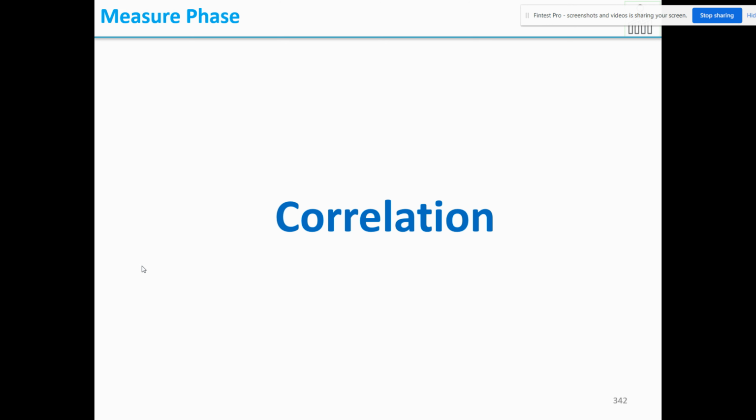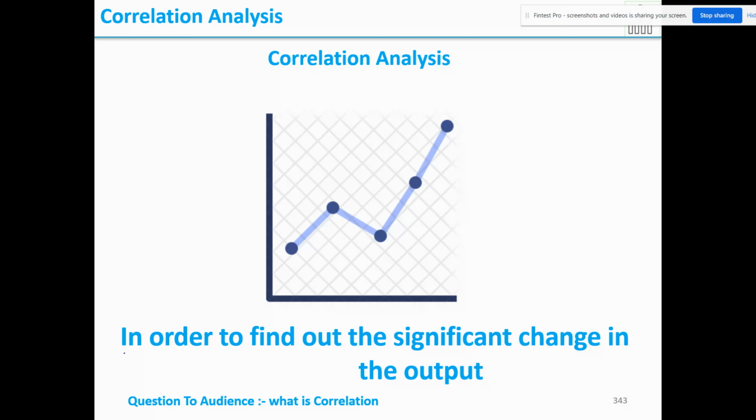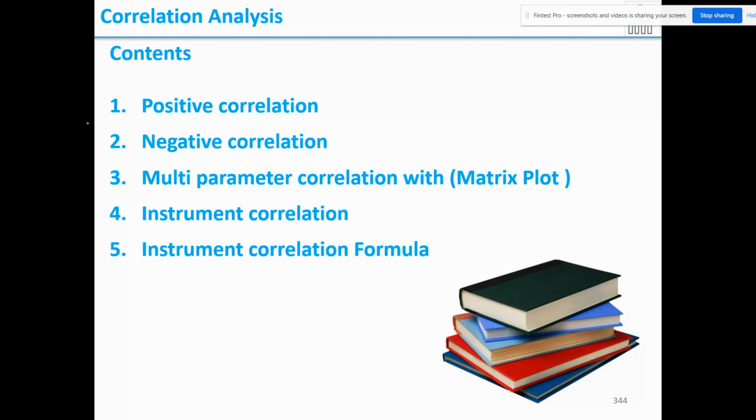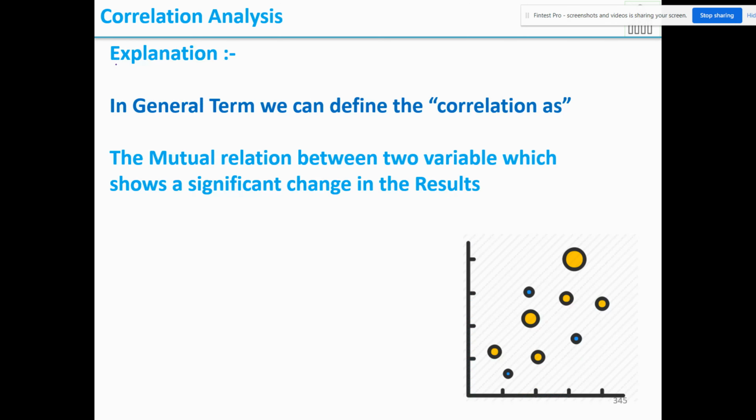Next, we are going to see about correlation, in order to find out the significant change in the output. So these are the contents that we are going to see from correlation analysis: positive correlation, negative correlation, multi-parameter correlation with matrix plot, and instrument correlation formula.